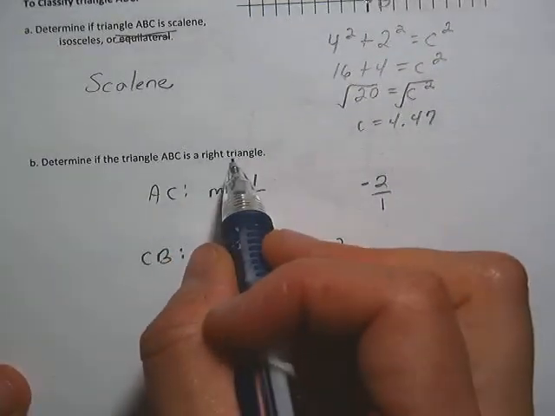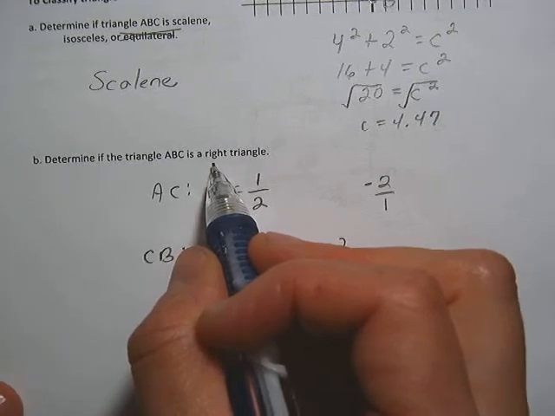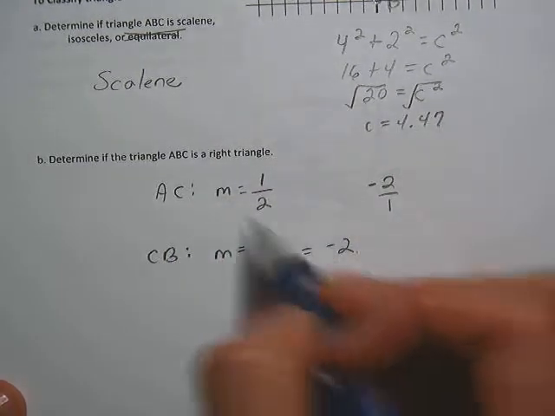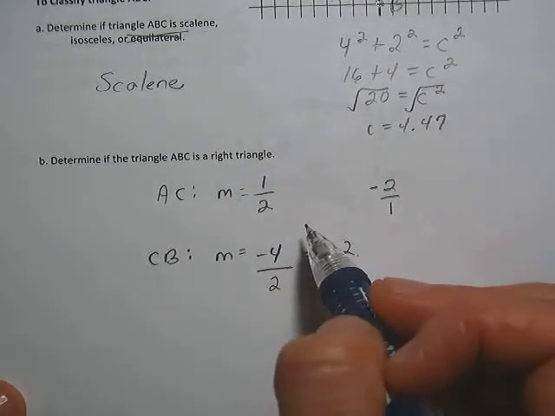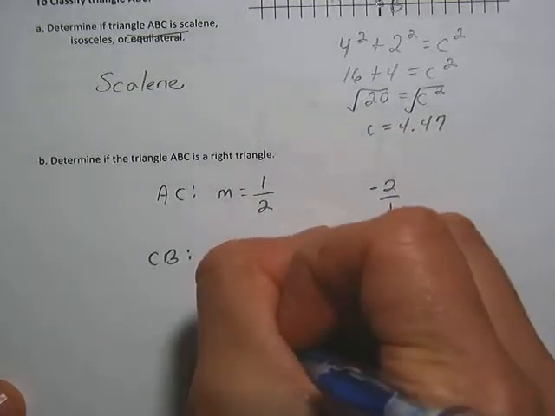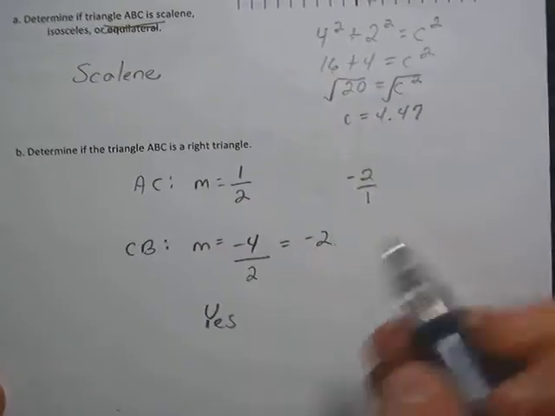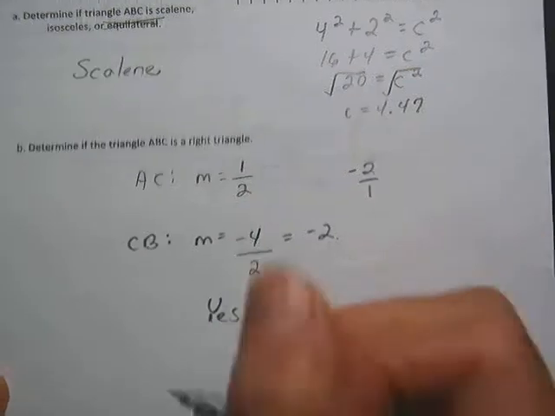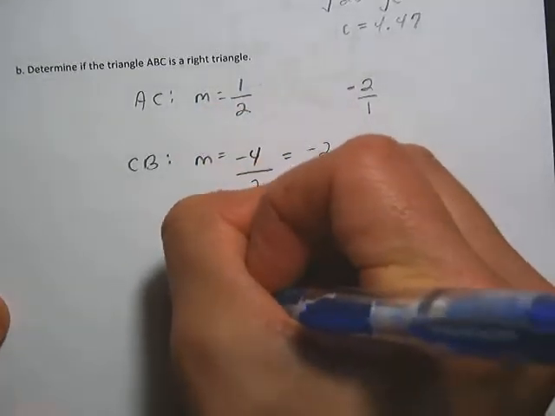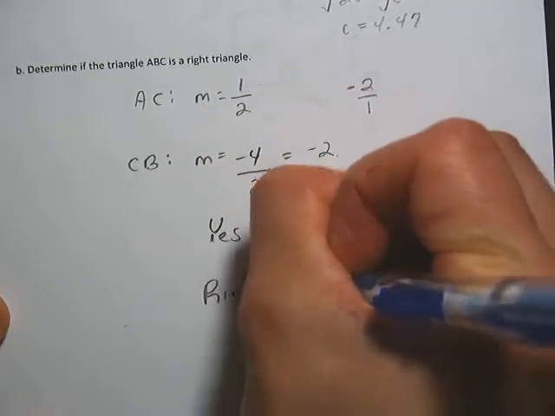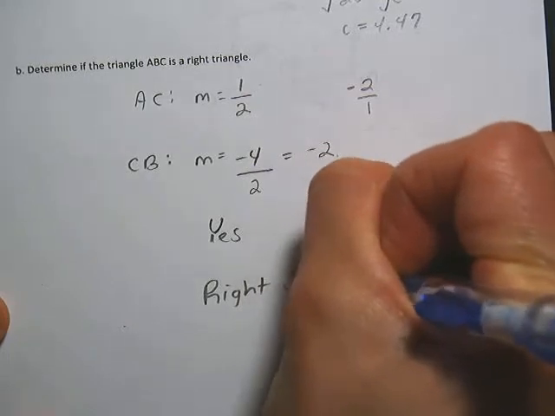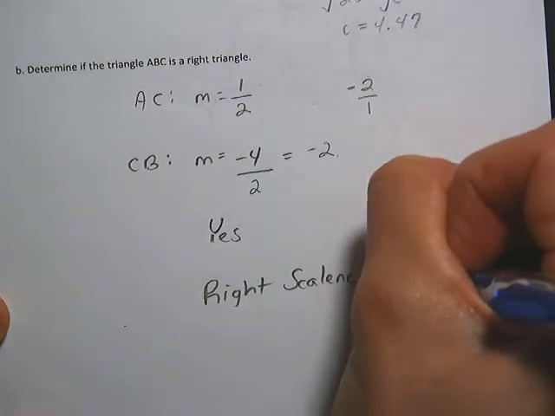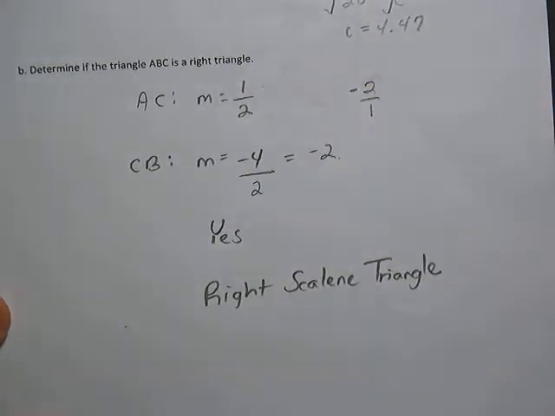Okay. So determine if the triangle has a right angle or is a right triangle. And yes, and this would be your proof. And so you'd say yes. And then if they asked you to classify it, you would put those 2 things together. So you would classify this triangle as a right scalene triangle. So you have to check the lengths of the sides and the slopes.